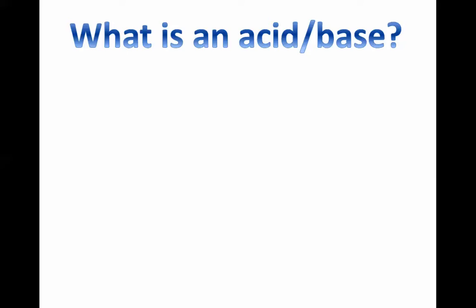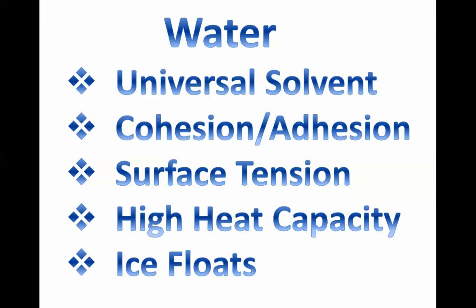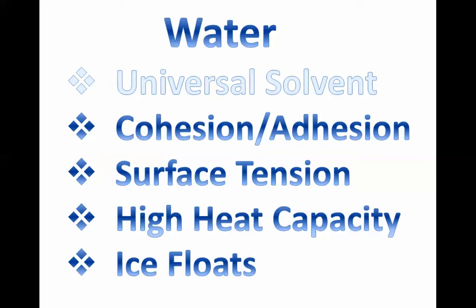To ask ourselves what an acid is or what a base is, we first have to go back a little bit and remember some of the important properties of water. Ice floats, it has a high heat capacity, surface tension, cohesion, adhesion, but most importantly, water acts as the universal solvent. Chemicals dissolve readily in water. In particular, chemicals held together by ionic bonds.